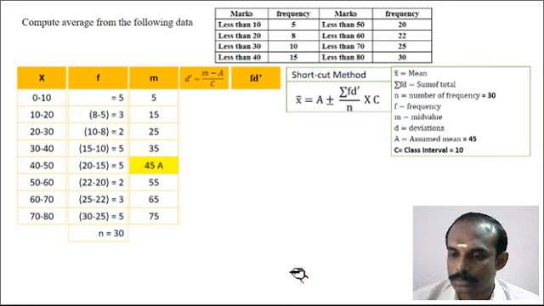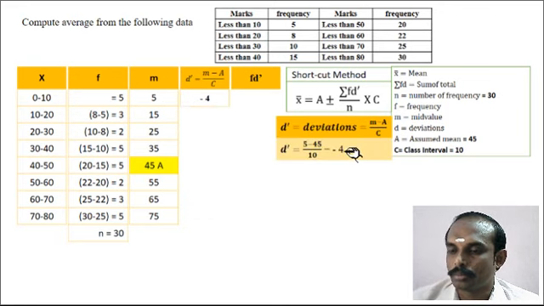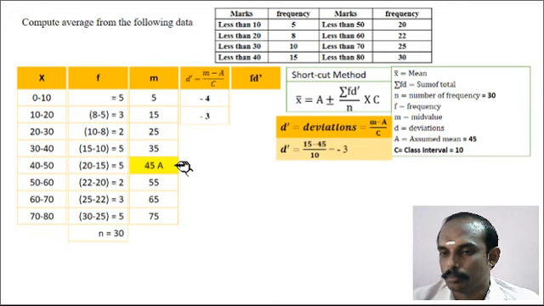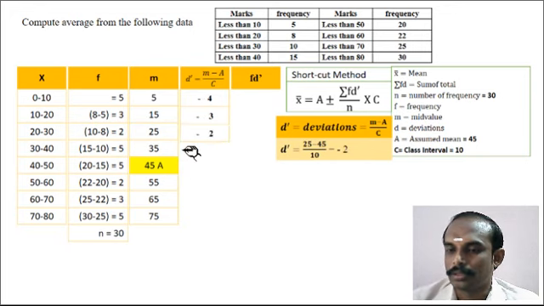5 minus 45 divided by 10 is minus 4. 15 minus 45 divided by 10 is minus 3. 25 minus 45 divided by 10 is minus 2. 35 minus 45 divided by 10 is minus 1. 45 minus 45 divided by 10 is 0. 55 minus 45 divided by 10 is 1. 65 minus 45 divided by 10 is 2. 75 minus 45 divided by 10 is 3.